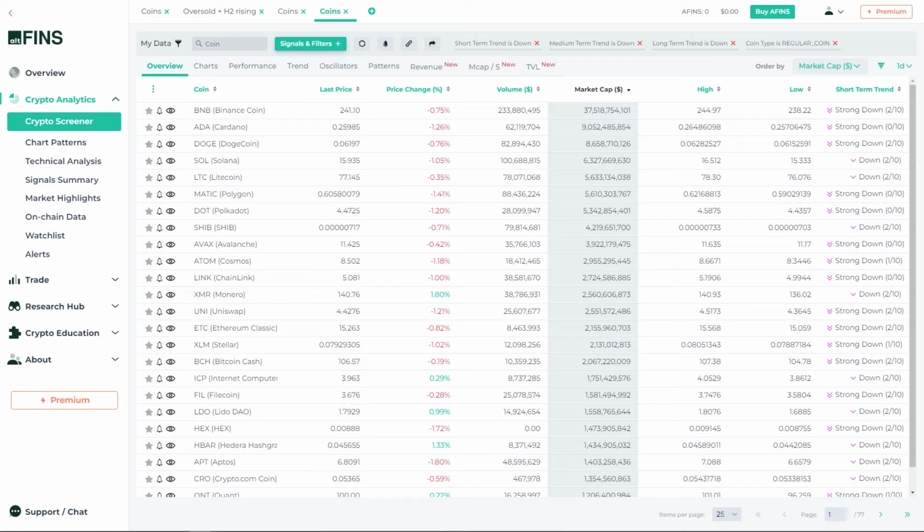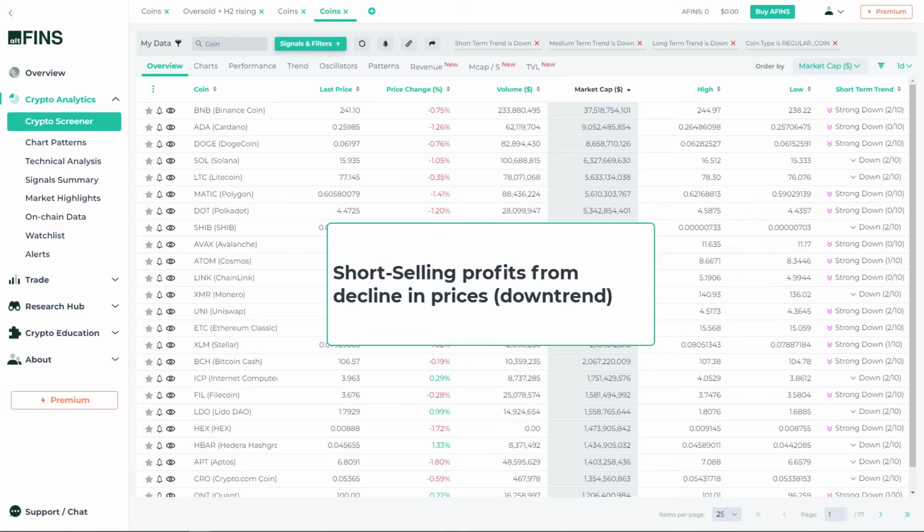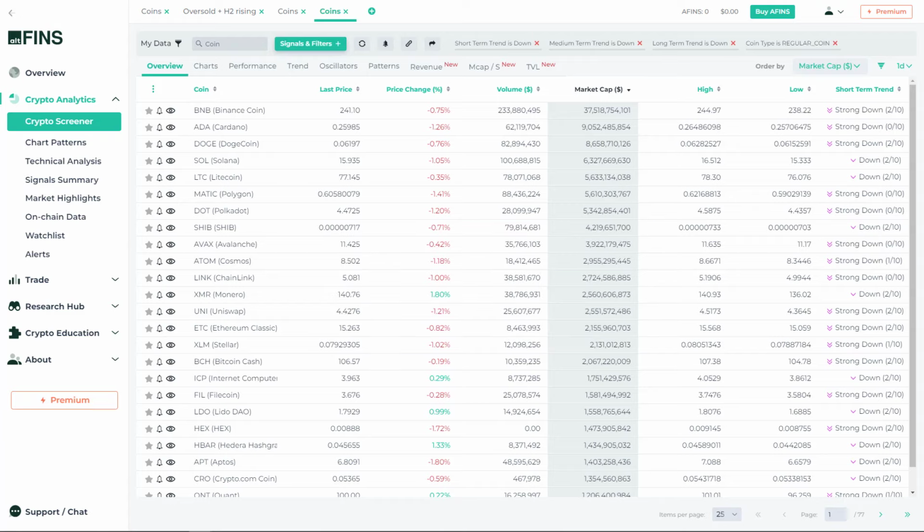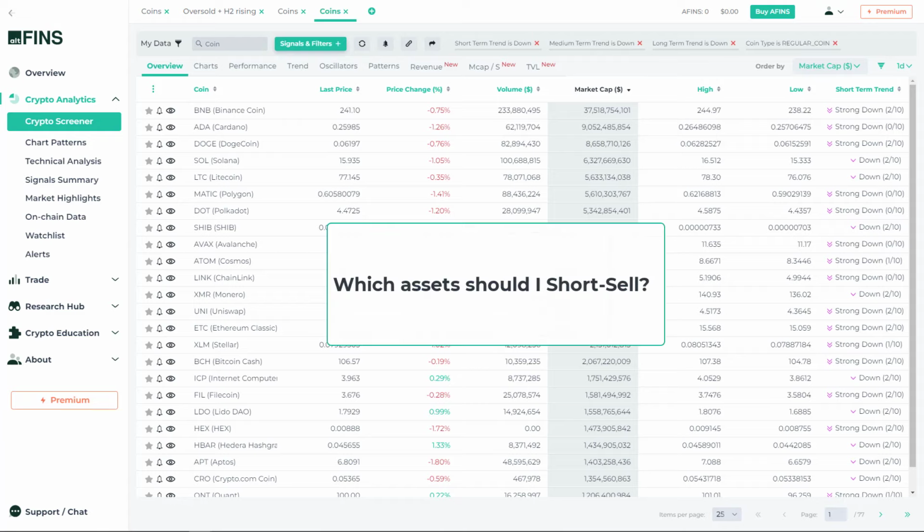That way, if I'm wrong and the market resumes its downtrend instead of reversing it, then my losses will be reduced because I will profit from the short sell positions. I will profit from the decline in prices. My long positions will have a loss, but my short sell positions will have a gain, hopefully offsetting most or all of my losses. So this is a risk management or mitigation strategy. Now the question is, which assets should I short sell?